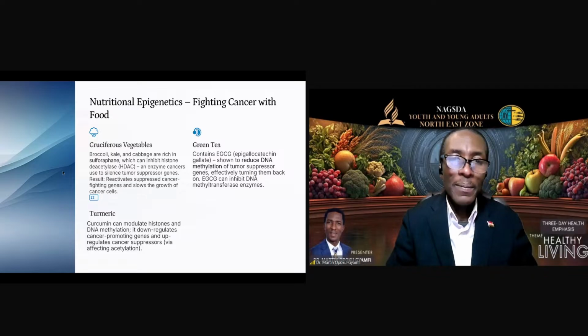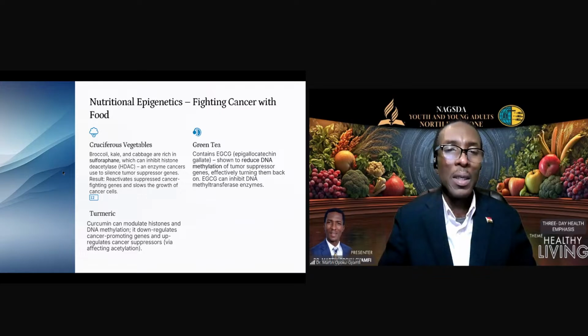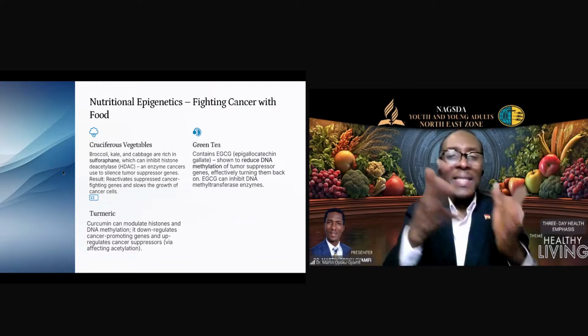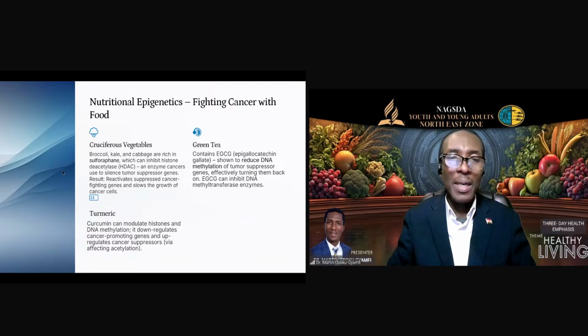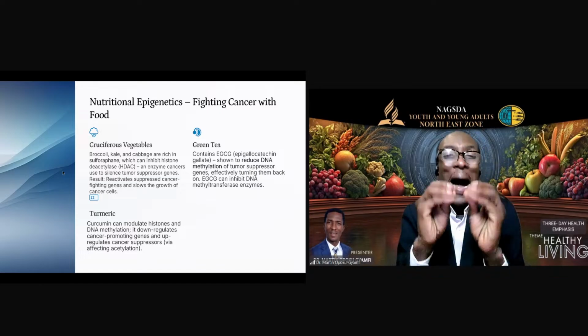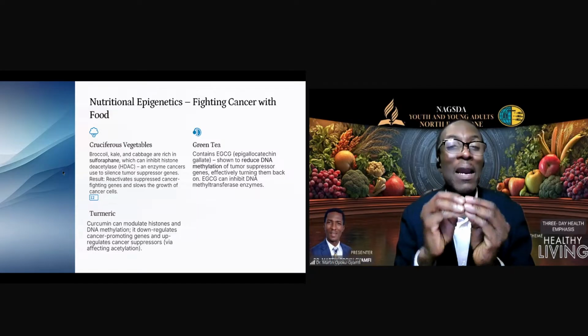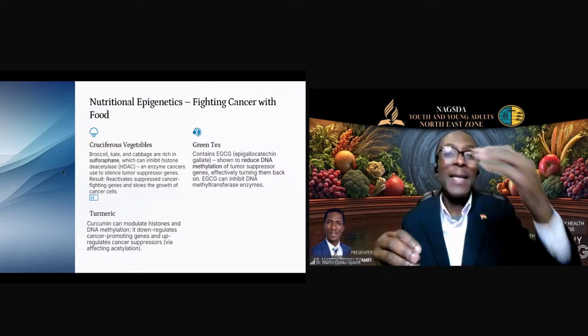Number 3, turmeric. There is a compound in turmeric called curcumin. And this one too, the research has shown that it can modulate the histones and then also reverse DNA methylation. What that means is that it activates the tumor suppressor genes. And therefore, these are just three examples of how your diet can create epigenetic principles that will help fight cancer.